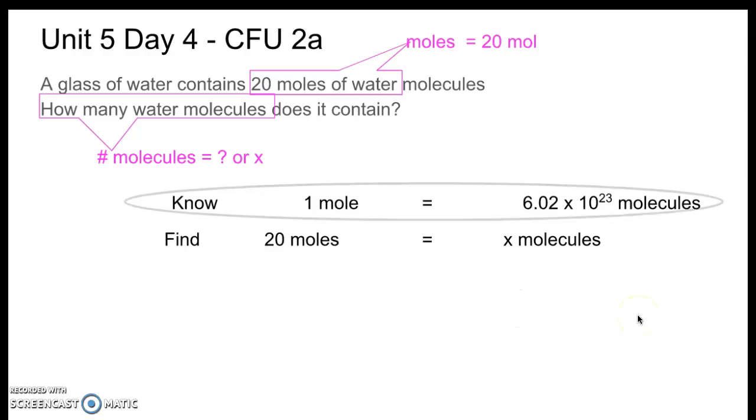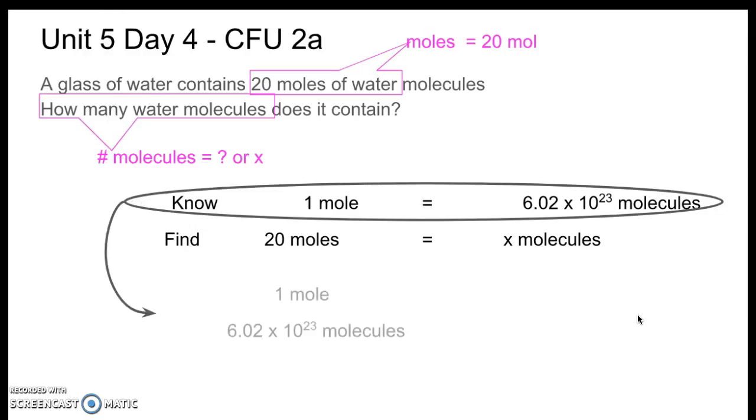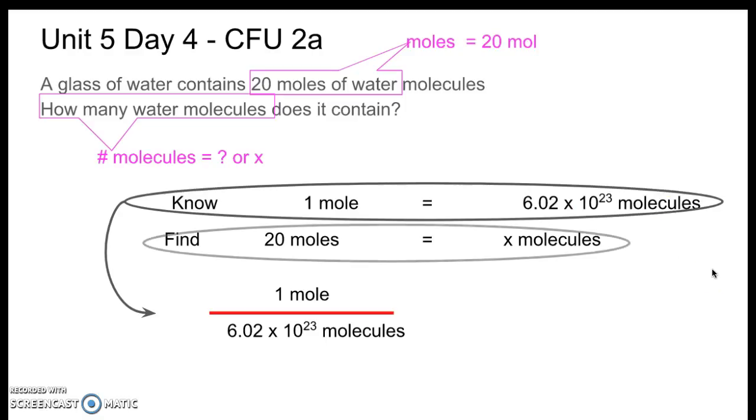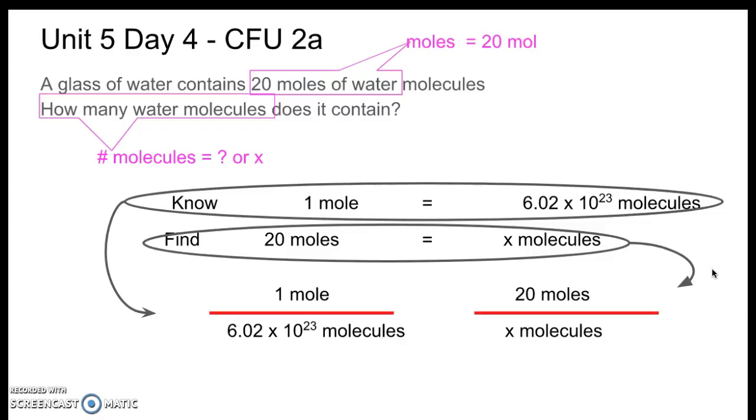Now the next step is to take the know equation and the find equation and turn them into fractions. So let's do that with the know first. I take this information, 1 mole, and I put it over 6.02 times 10 to 23 molecules. I do the same thing with the find. I take the find information, which is 20 moles, and put it over x molecules. And then set them equal to each other.